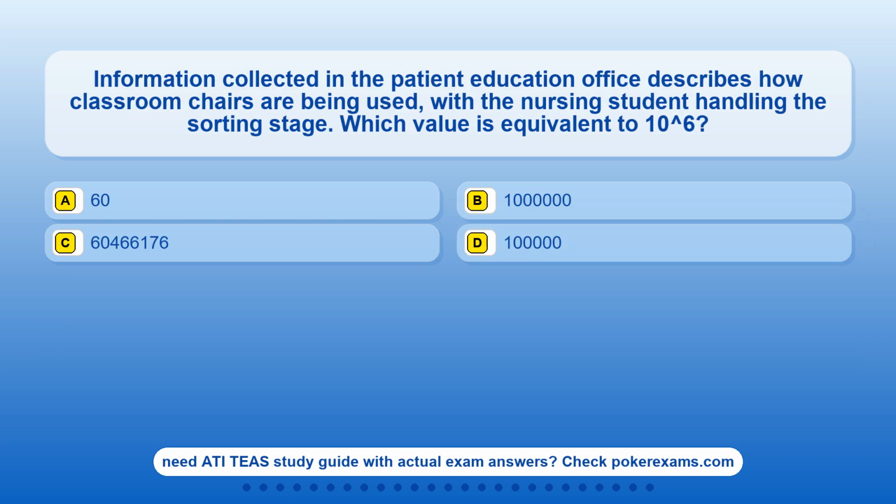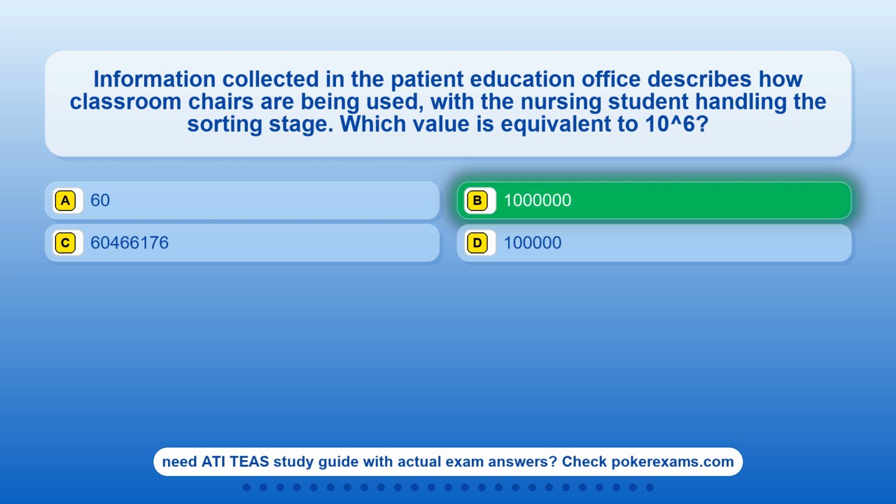Question 15. Information collected in the patient education office describes how classroom chairs are being used, with the nursing student handling the sorting stage. Which value is equivalent to 10 to the power of 6? Option A, 60. Option B, 1 million. Option C, 604,661,76. Option D, 100,000. The correct answer is option B, 1 million.